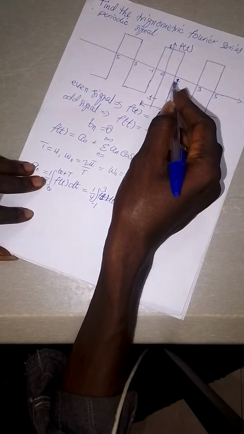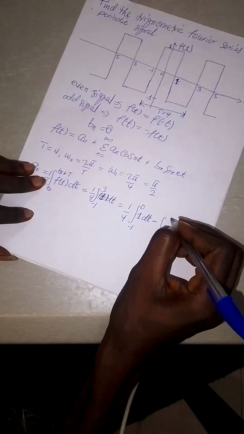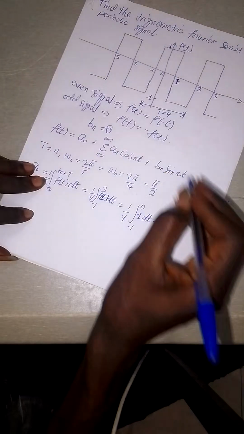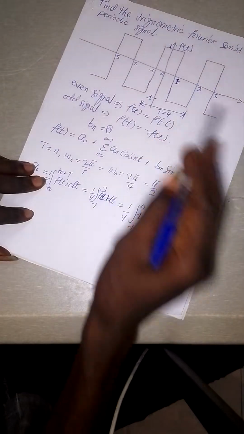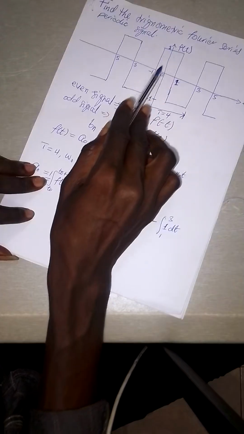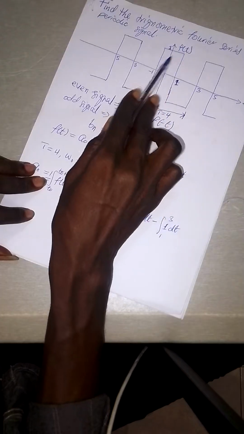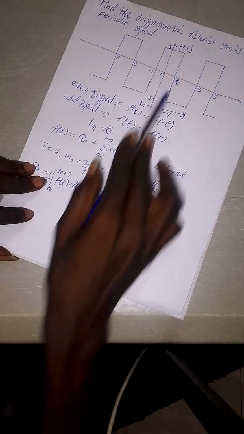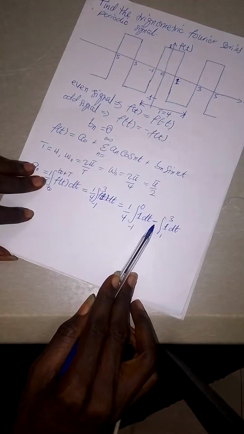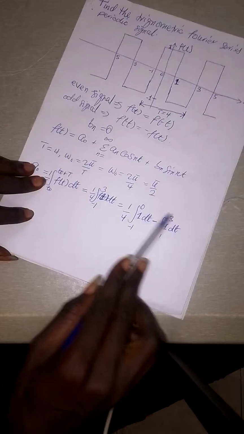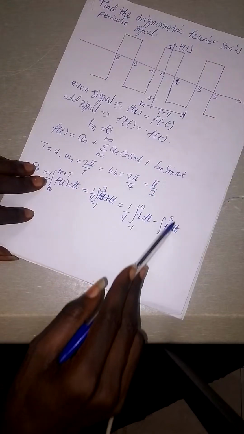Minus, it's starting from 1 to 3. Here 1 dt. You see that in this part, the graph is positive. Okay, the graph is positive. But this part, the graph is negative, because it's -1. So I brought minus and I brought the 1 here. Okay, so this part, the graph is negative.